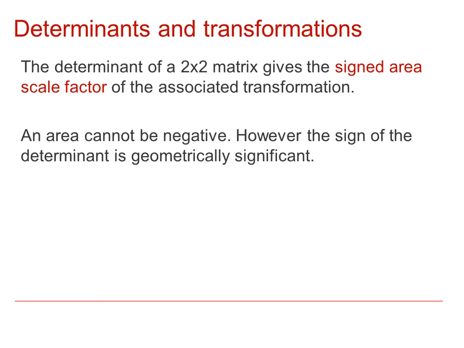In summary then, determinants of 2 by 2 matrices give a signed area scale factor. An area can't be negative, however this is significant because it indicates that we've got a reflection taking place within the transformation.